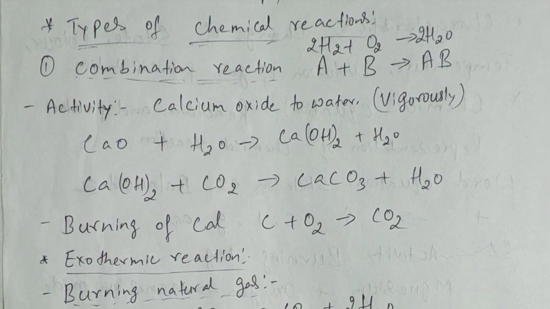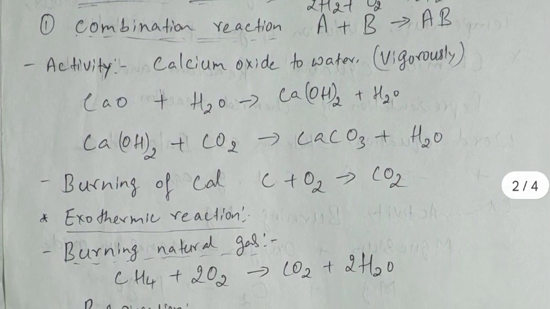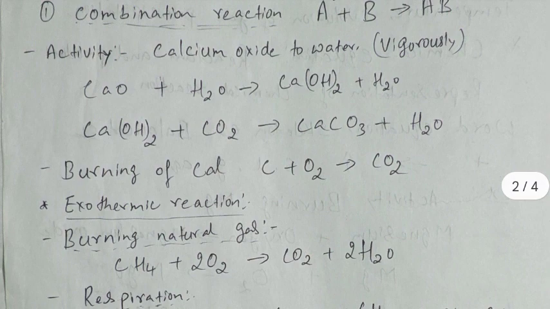So in the textbook we have some activities. We have the best example, that is calcium oxide reacting with water. Calcium oxide reacts with water, it will produce calcium hydroxide and water. Calcium hydroxide and water, it means it's lime.